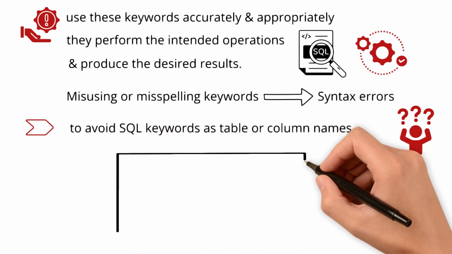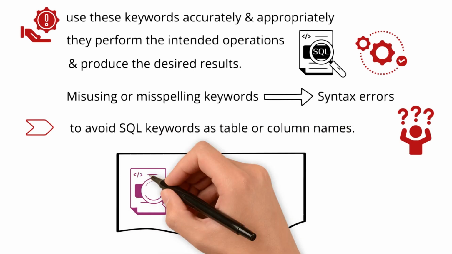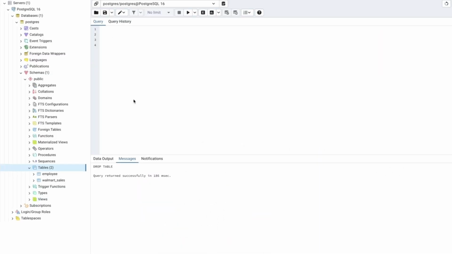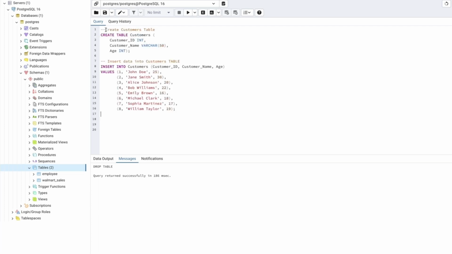Now, let's look at the example by building a real SQL statement on your PostgreSQL. Open the PostgreSQL. Let's create a table called customers. Creating a customer table with this and inserting data into this customer table. I'll share these scripts with you so that you can create one for yourself. Please find the link in the description box.